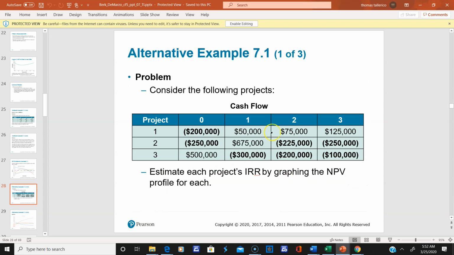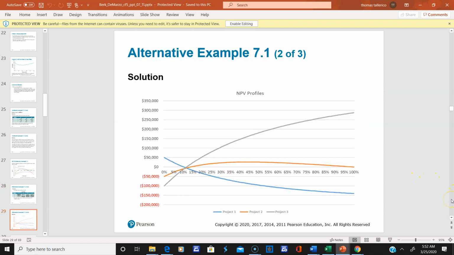All right, so again, here's another example from your book, an alternative. And here are the projects again, projects 1, 2, and 3, and here are the cash flows. Parentheses means negative. So if you graphed each profile, you can see how the three for project 1, 2, and 3 are. They all have the same internal rate of return here.